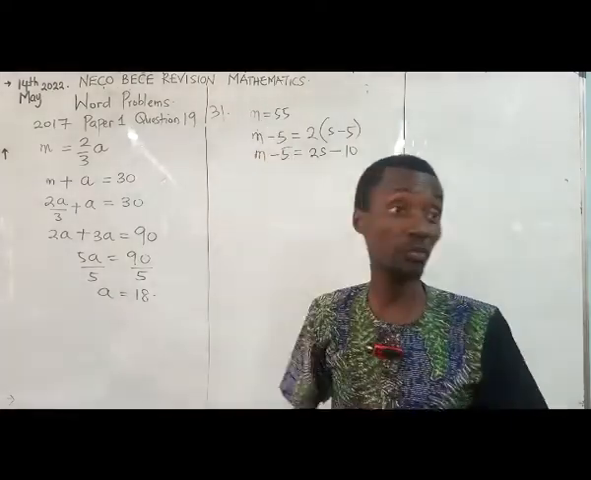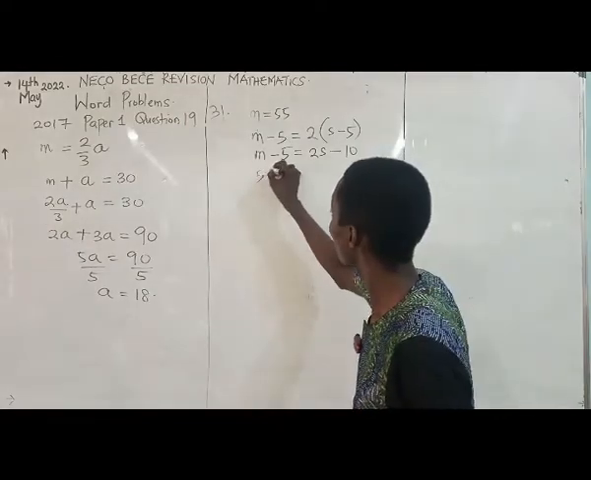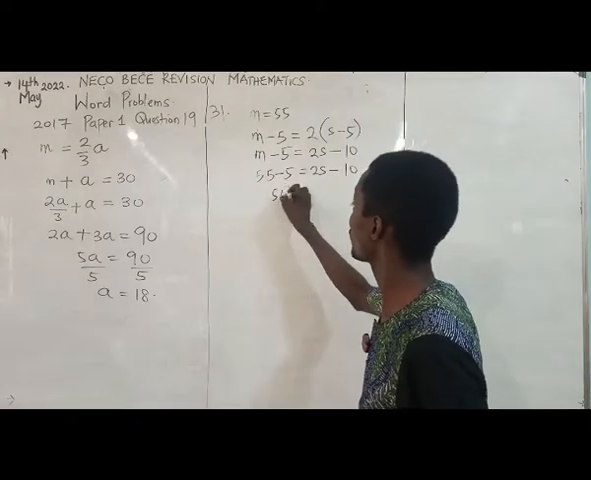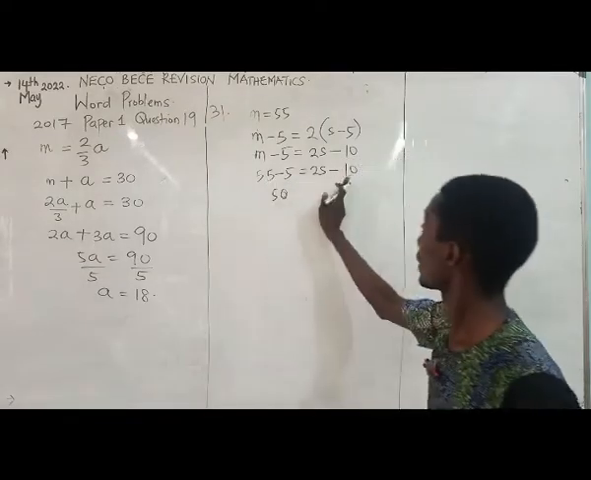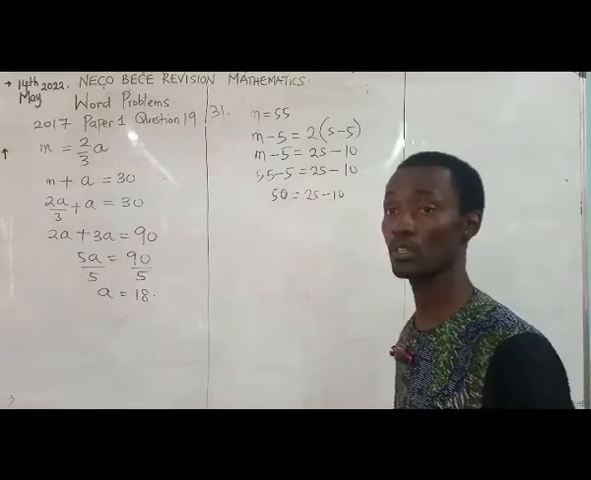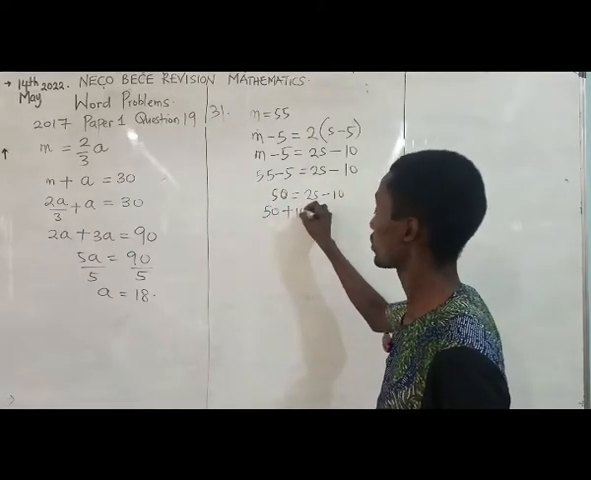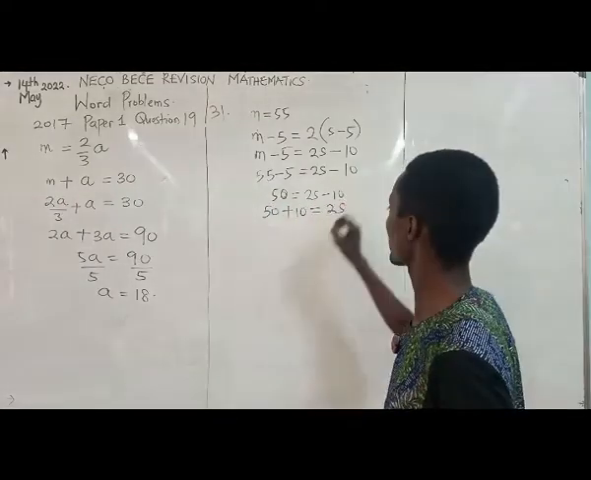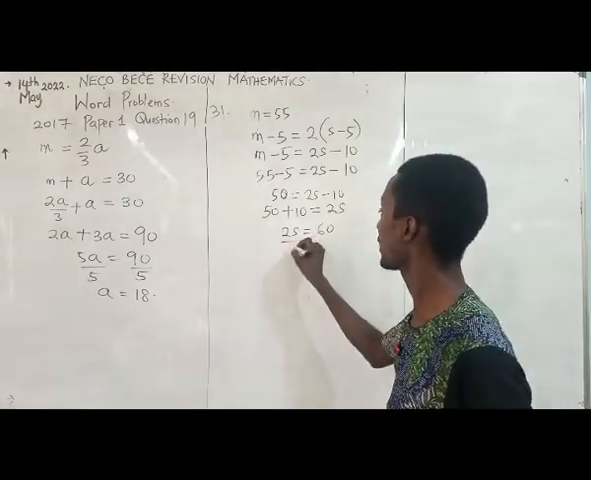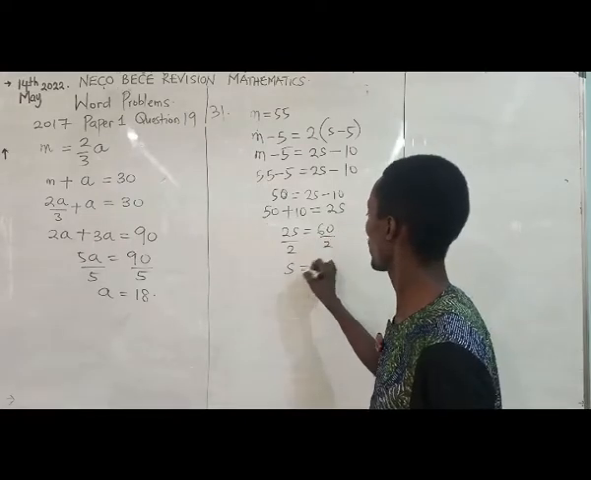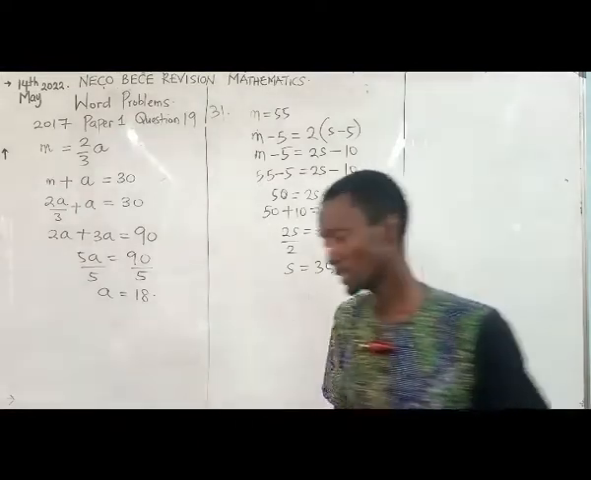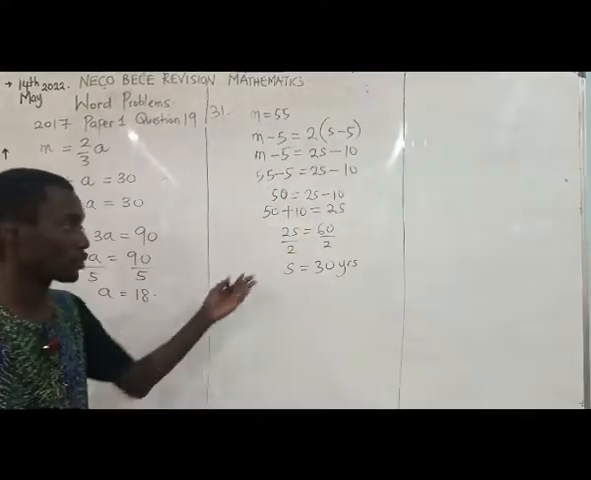We are concerned with the son's age, is that not? So remember that this will be M minus 5 equal to 2S minus 10. We are told the man's age is 55, is that not? So straight away, it's OBJ. You don't need to begin to, this will be 50. Now, equal to 2S minus 10. So what do you have? This will be 50 plus 10 equal to 2S. And then 2S will be equal to 60. I divide both sides by 2, and S will be equal to 30 years. So we expect that the son's age will be 30.